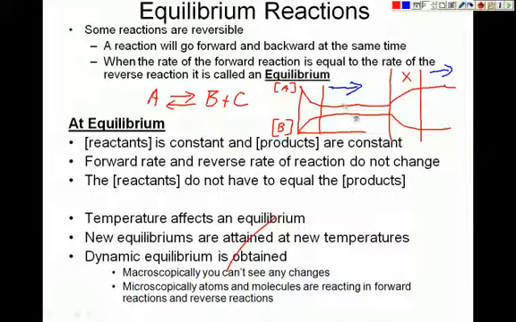But microscopically, particles are constantly moving, particles are constantly going from reactants into products, and particles are constantly going from products into reactants. So microscopically, they're moving a lot. Now, here again is not an equilibrium. This is not an equilibrium.